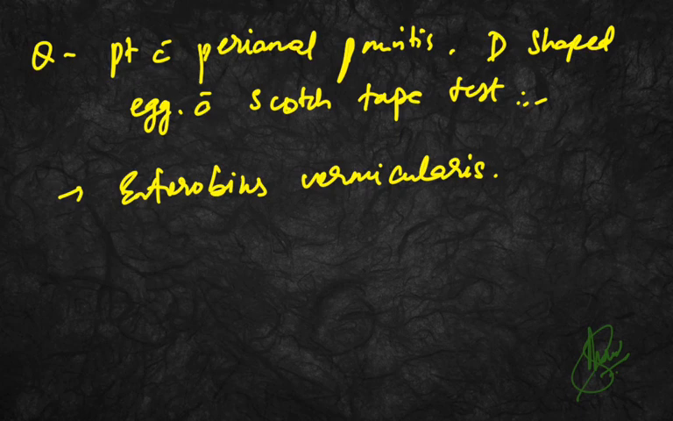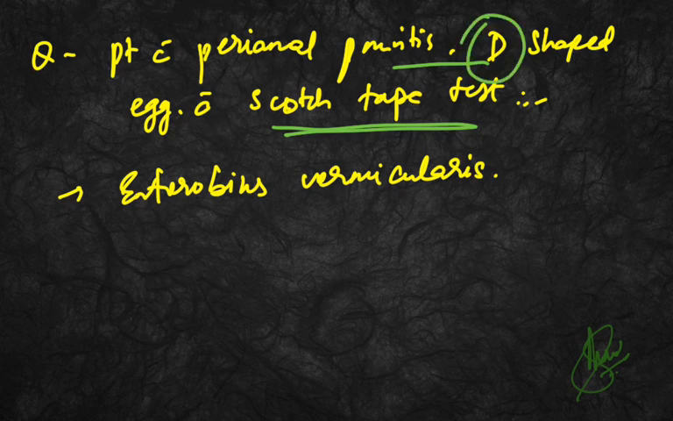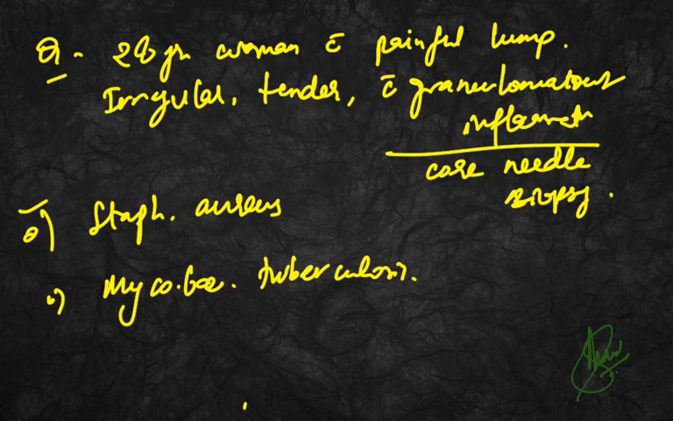A patient with perianal pruritus and on Scotch tape test D-shaped eggs were seen. It was an image-based question, where D-shaped eggs were given. So most commonly with perianal pruritus, Enterobius vermicularis is the answer for this.